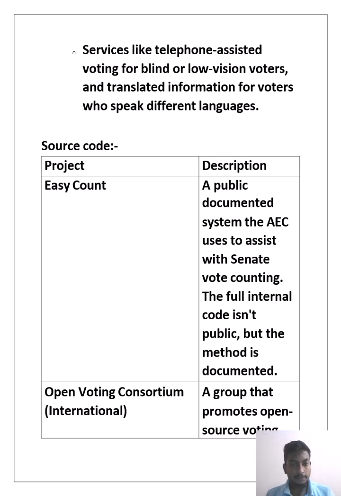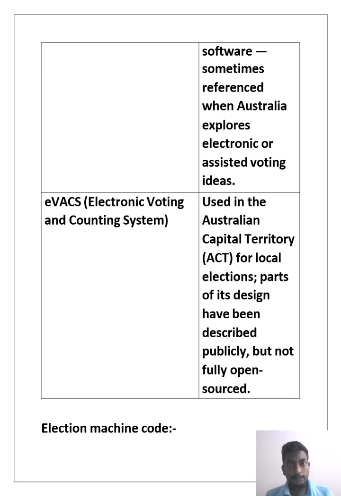Open Voting Consortium International, a group that promotes open source voting software, is sometimes referenced when Australians explore electronic or associated voting ideas. Electronic Voting and Counting System (EVACS) is used in the Australian Capital Territory for local elections. Parts of its design have been described publicly but not fully open sourced.